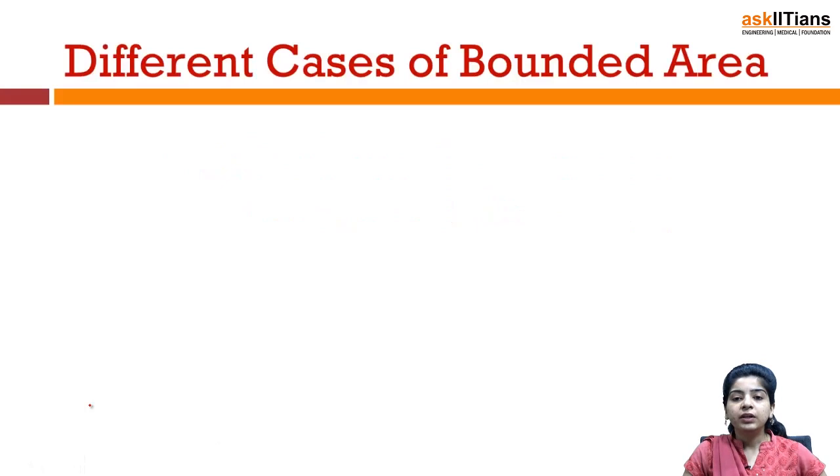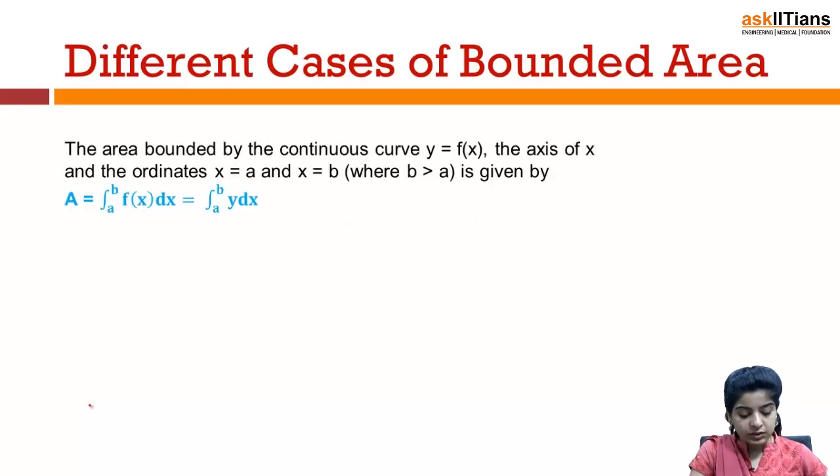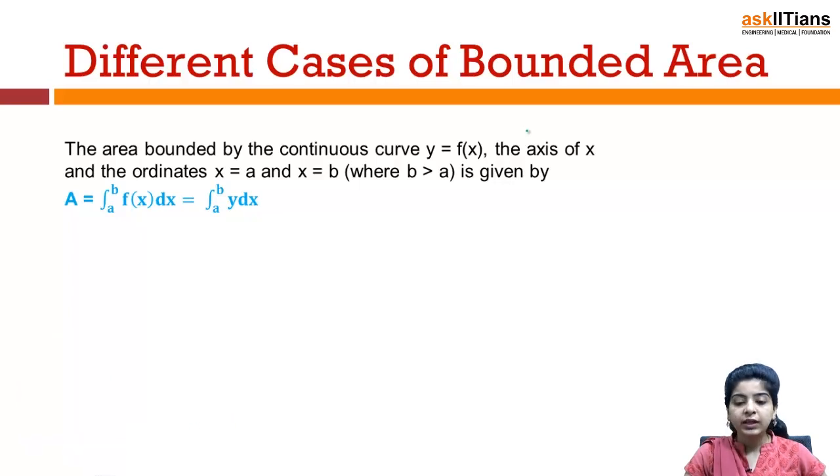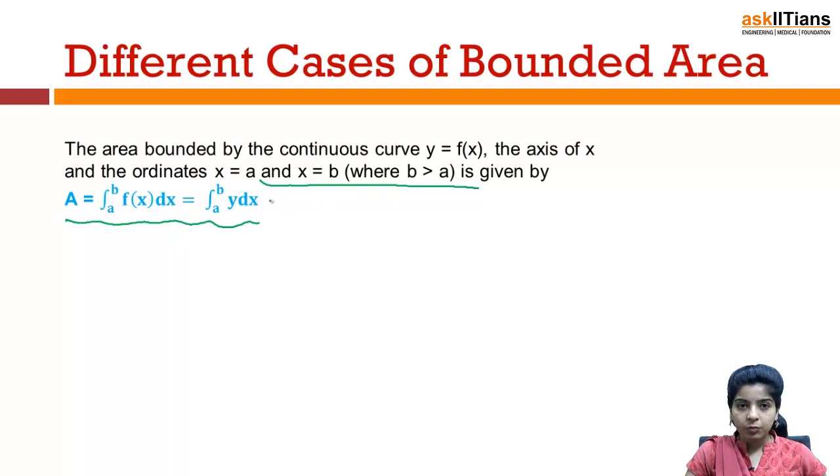First of all, we will be beginning with the different cases of bounded area. So in that, the first thing is the area bounded by the curve y equal to f(x), the axis of x, and the ordinates x equal to a and x equal to b, where b is greater than a, is given by this. There won't be any need to memorize these formulae. Obviously once you understand it, you won't have to memorize them. And first of all we will be drawing the curve corresponding to this.